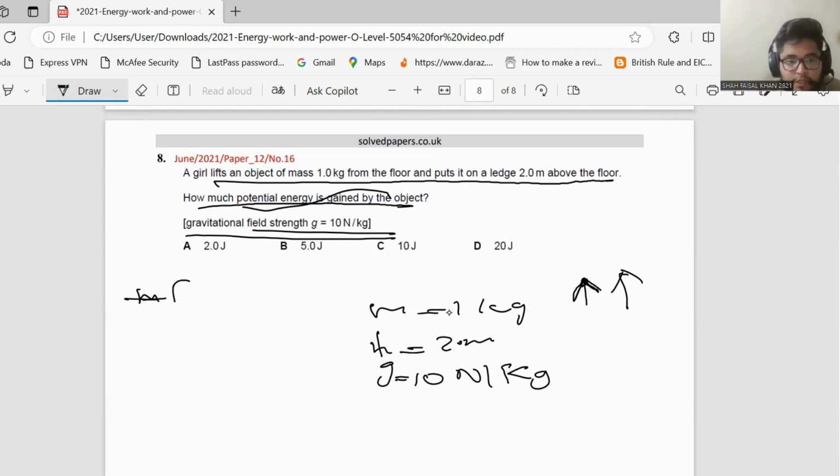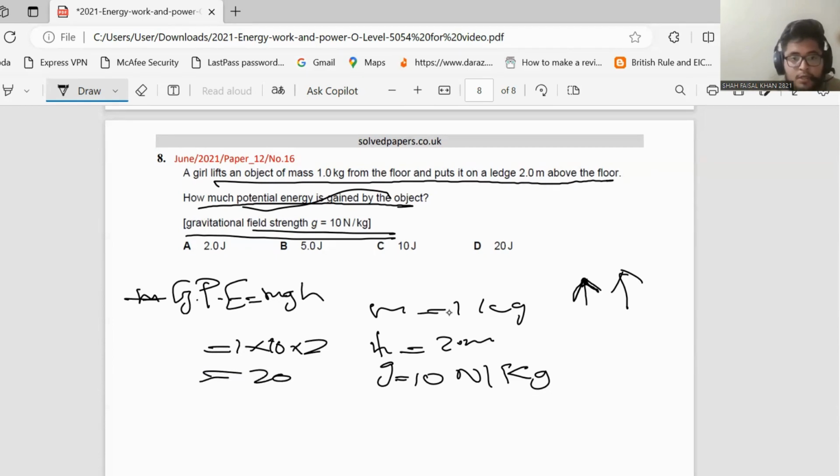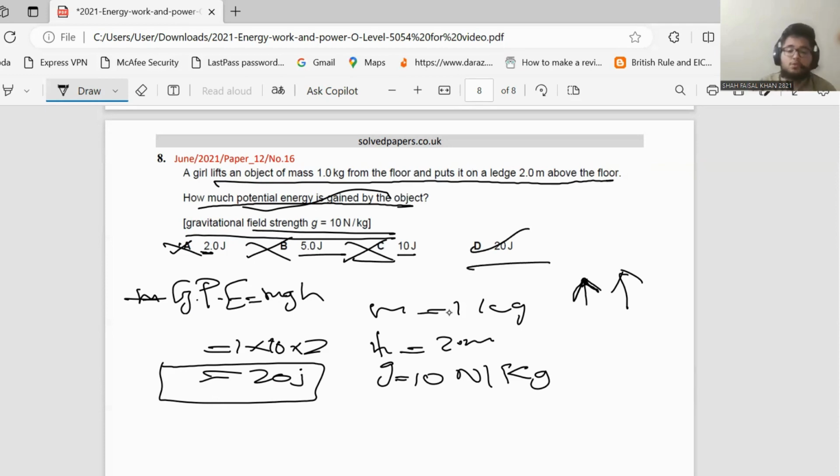So let's calculate it. Gravitational potential energy will be mgh, right? Its formula is mgh. So mass is 1 kg, gravitational field strength is 10 and height is 2. So the answer is 20 joules. Let's check the options. It's 2.0, not this one. It's 5.0, not this one. C is 10 joules. And yes, D, which is 20 joules.